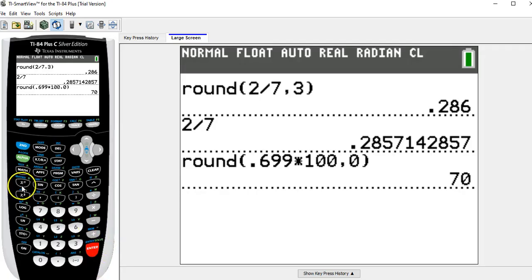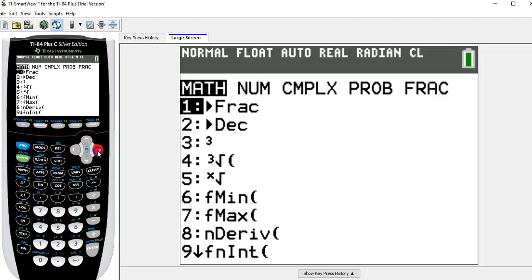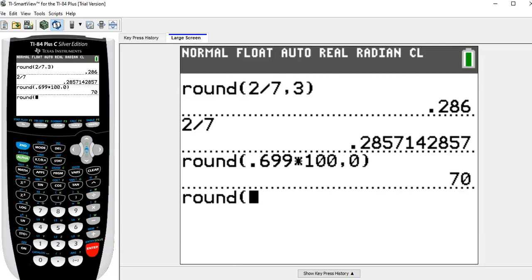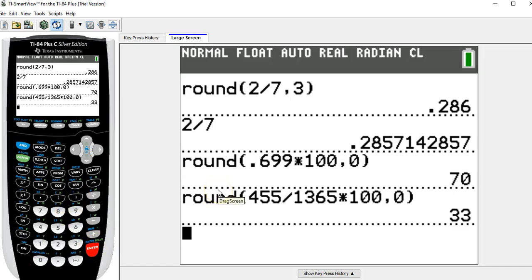So on the calculator, I'm going math, num, round, and the fraction was 455 over 1365. So I'm going 455 divided by 1365. To convert that to a percent, I'm going to multiply by 100. And then to get it rounded to a whole number, I'm going to round it to no decimal places, a zero there. And when I close the parentheses and hit the magic enter button, that rounds off to 33%.